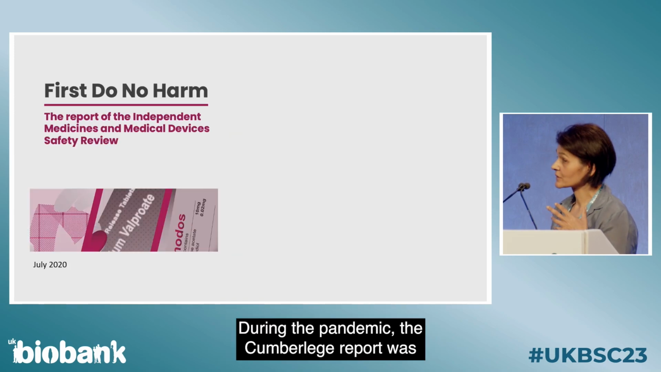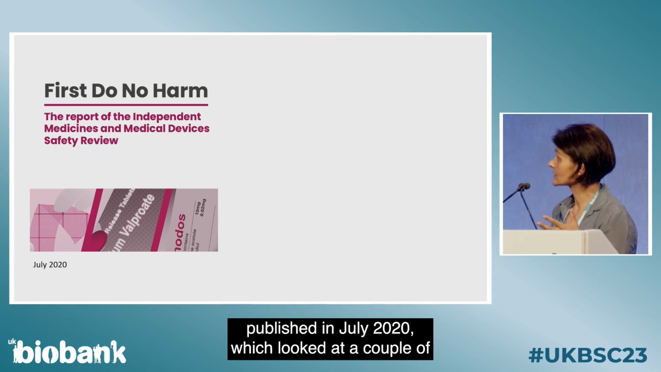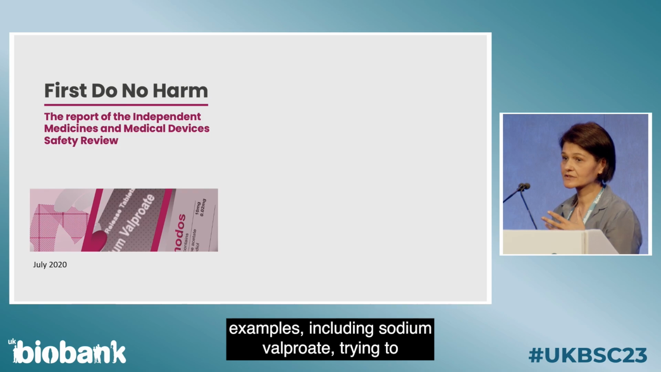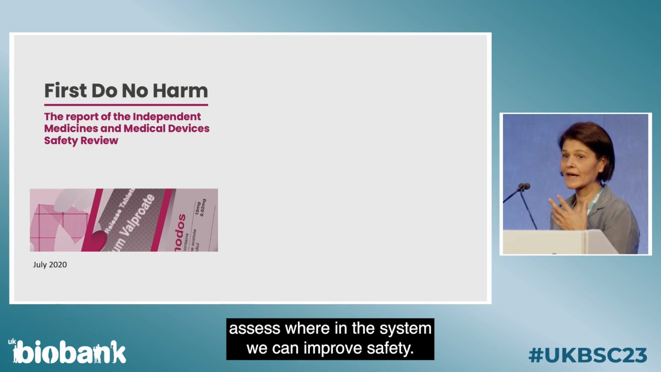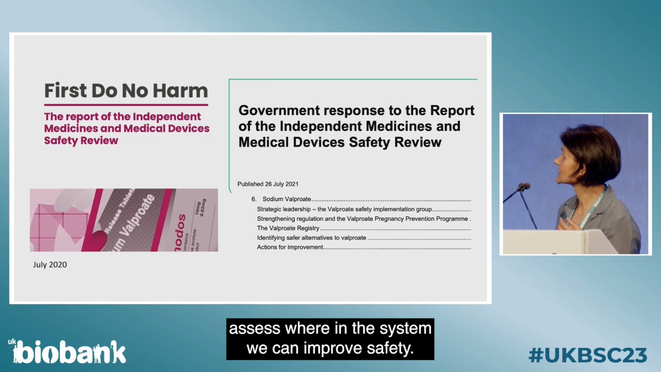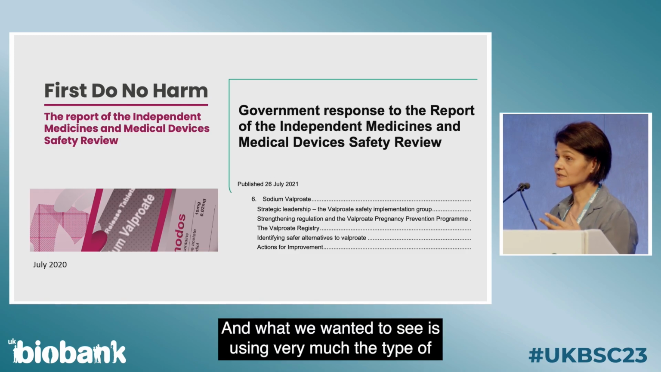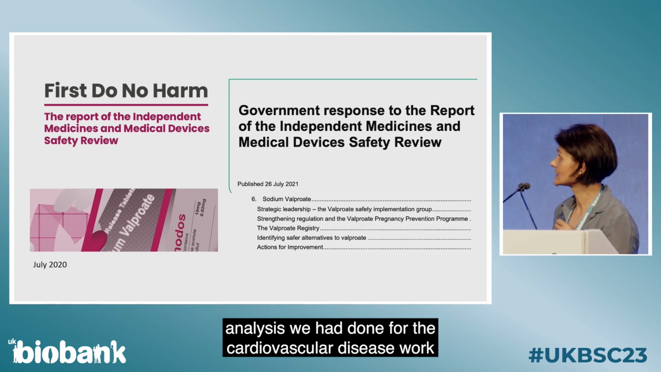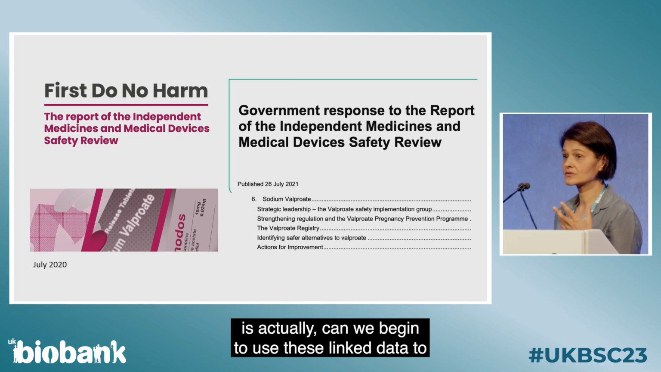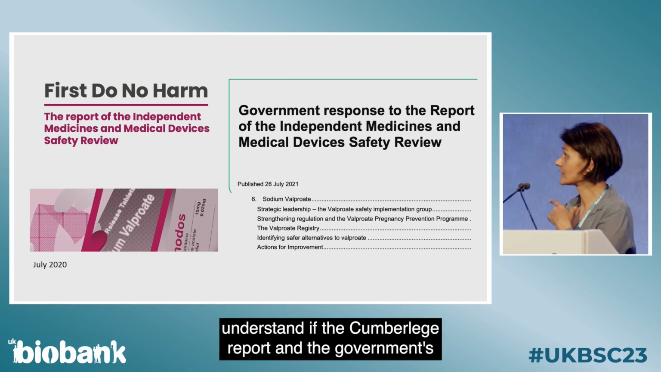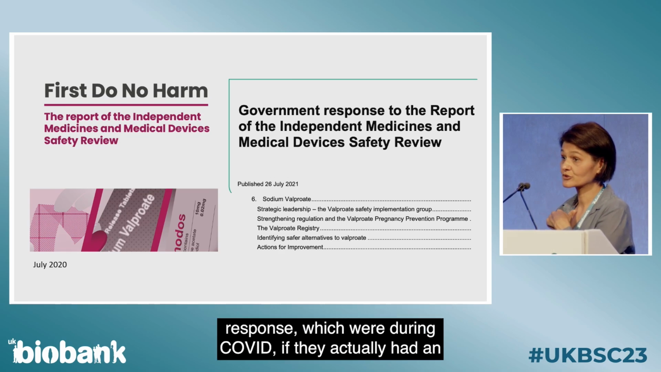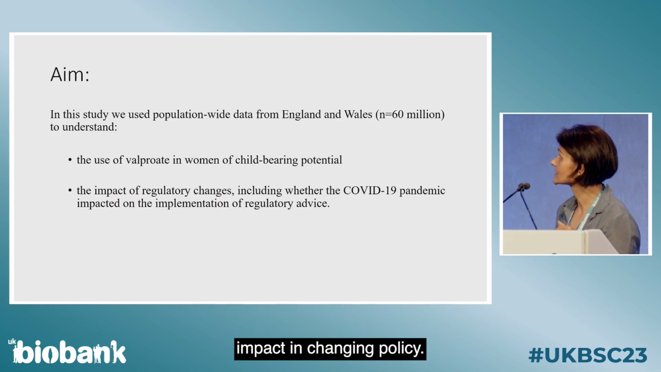During the pandemic, the Cumberlege report was published in July 2020, which looked at a couple of examples, including sodium valproate, trying to assess where in the system we can improve safety. The government's response was published in 2021. Using very much the type of analysis we had done for the cardiovascular disease work, we wanted to see if we could use these linked data to understand whether the Cumberlege report and the government's response, which came during COVID, had an impact in changing policy.